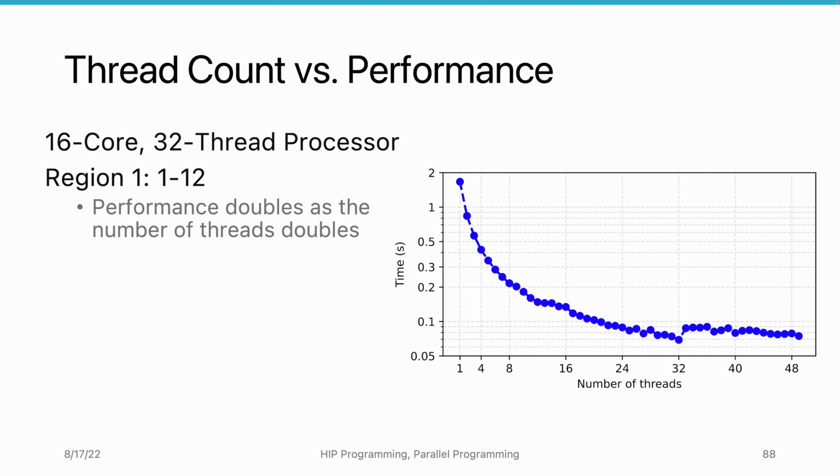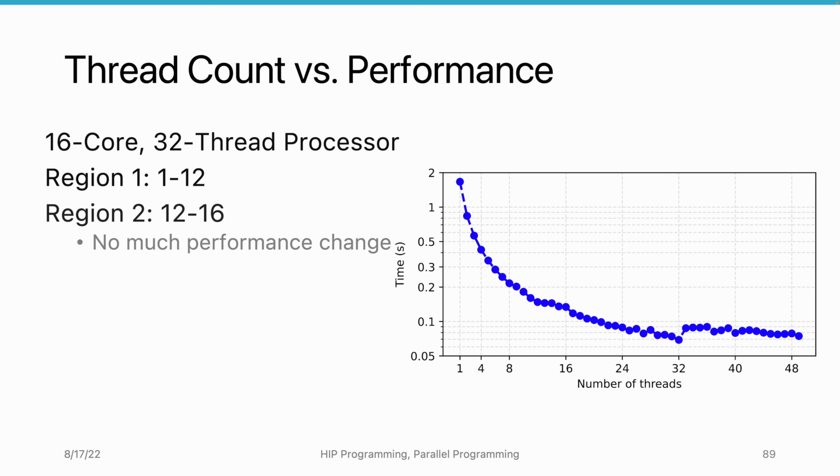We can divide the curve into several regions. First, when there are 1 to 12 threads, the performance doubles as the number of threads doubles. The threads run independently and there is generally no conflict between the threads. Between 12 to 16 threads, the performance did not change much. The threads are saturating the cores.